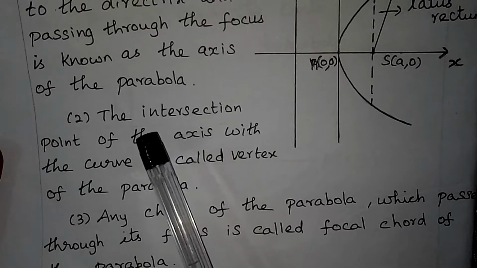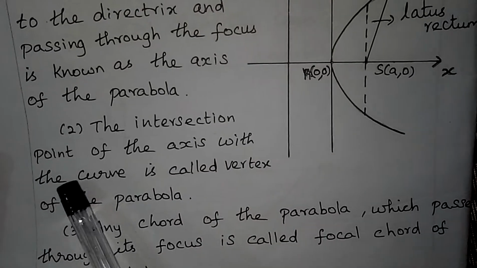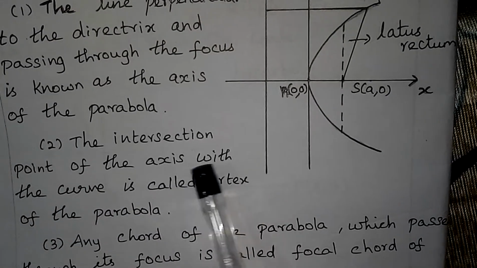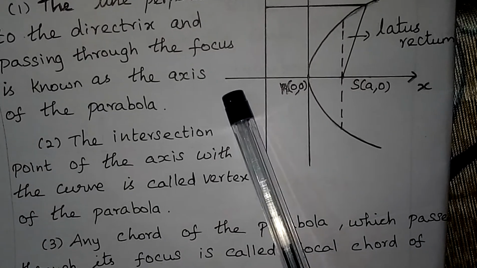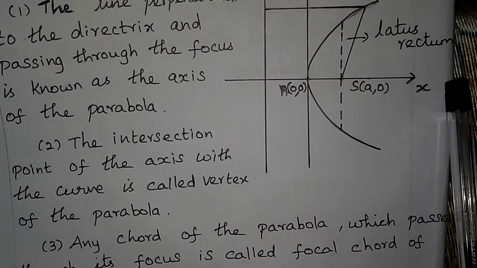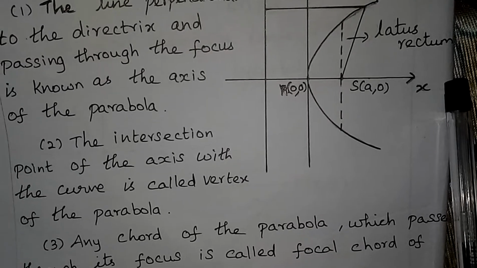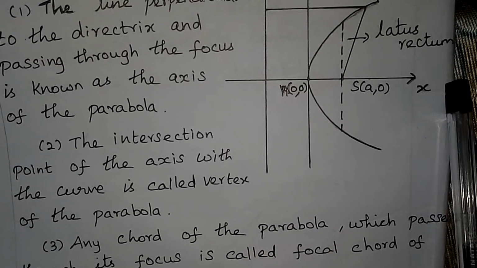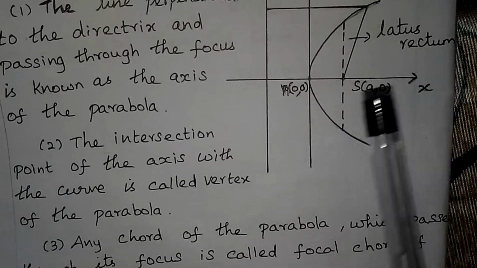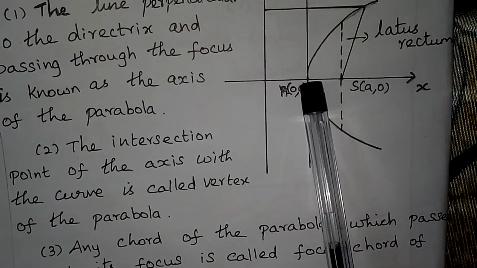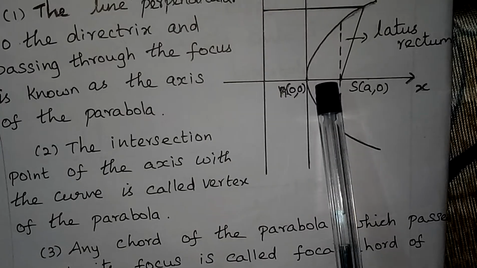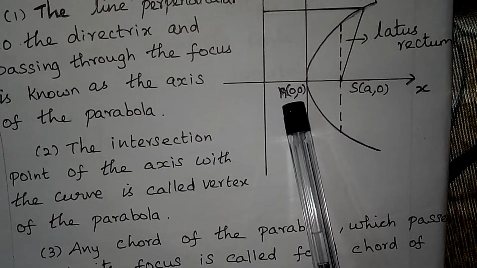The next definition is the intersection point of the axis with the curve, which is called the vertex of the parabola. We saw now the x-axis is the axis for this parabola, isn't it? And the point where the axis and the curve intersect, the curve intersects the axis here, isn't it? So this point is the vertex. And here the vertex is the origin.